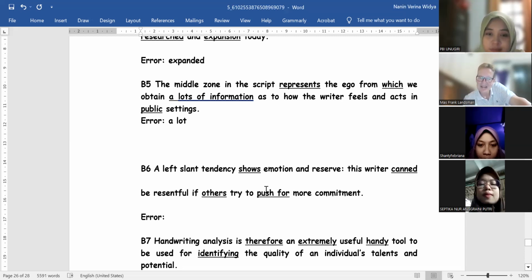Which one is wrong here? Who can find the mistake? Who can? Cannot. Yes. It should be could. Yeah, could be. The past tense of can is not can.